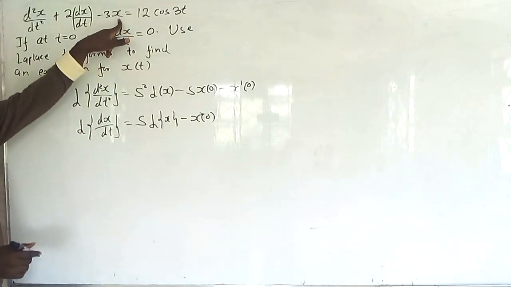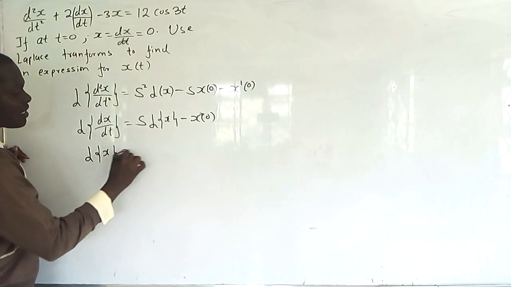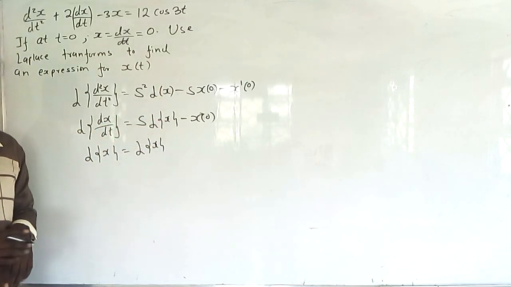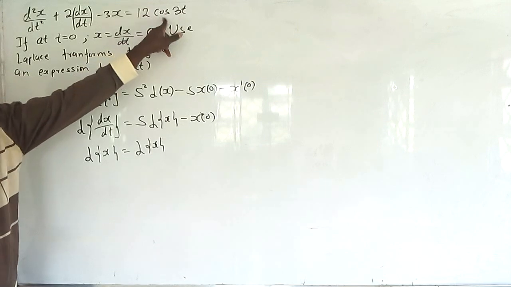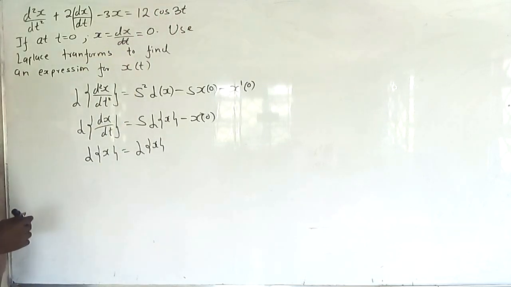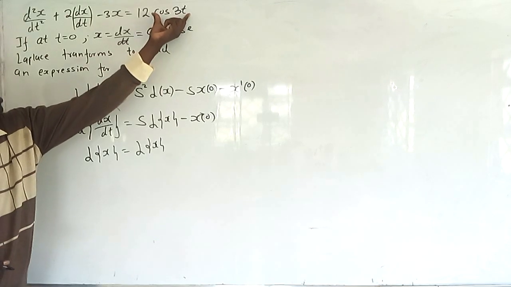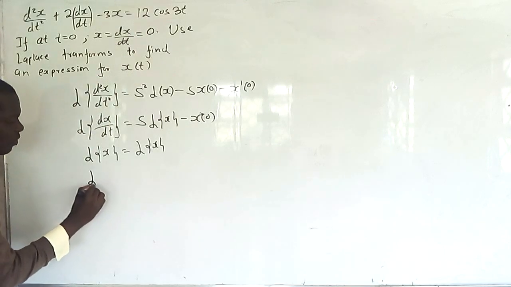We move to this next one, which is x, isn't it? So the Laplace transform of x is just the Laplace transform of x because it's the independent variable throughout, isn't it? Yes. Are we together? Then the next is Laplace transform of 12 cos 3t. The constant we are not dealing with. We are dealing with the functions, isn't it? So what is the Laplace transform of cos 3t?